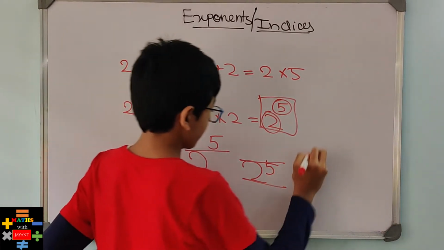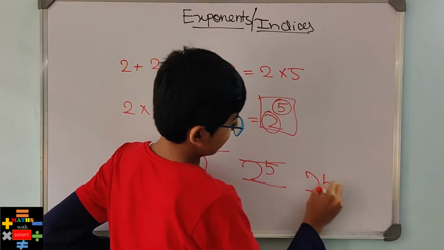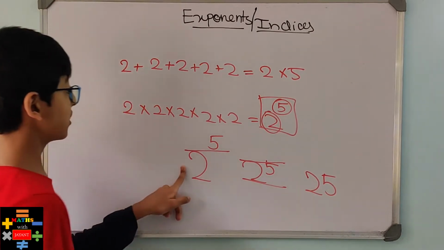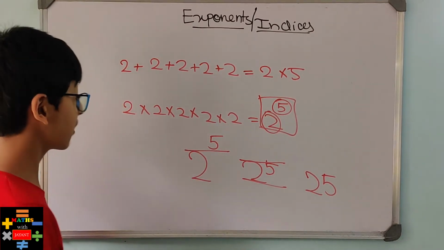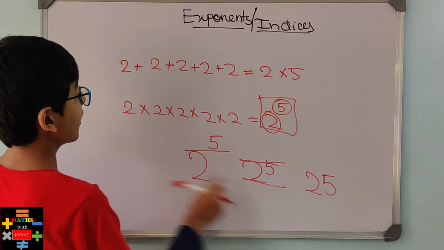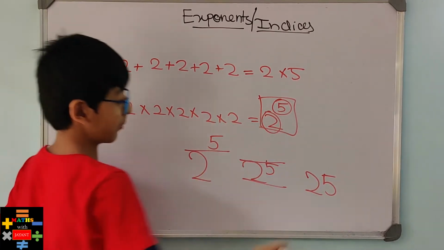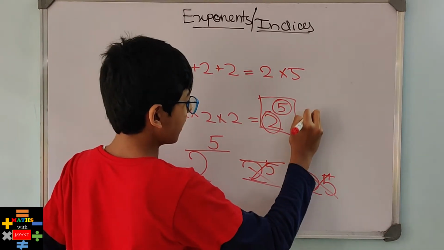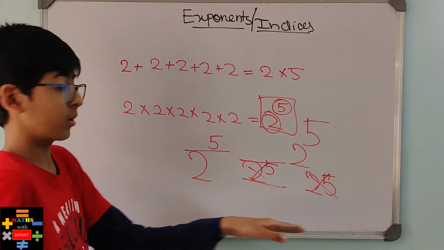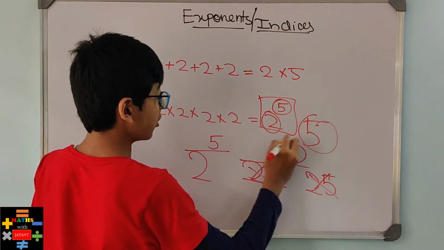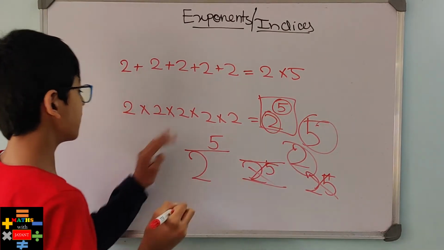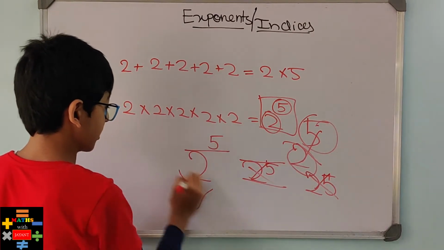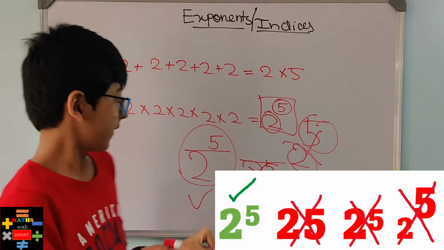Next, you can't write it in the same size. Then it looks like 25, and 25 and 2 with a small 5 on top do not mean the same thing, because this is 25 and this is 2 being multiplied 5 times. So this is wrong. This number cannot be bigger than the base. It should be smaller. So this is the correct way of writing this.